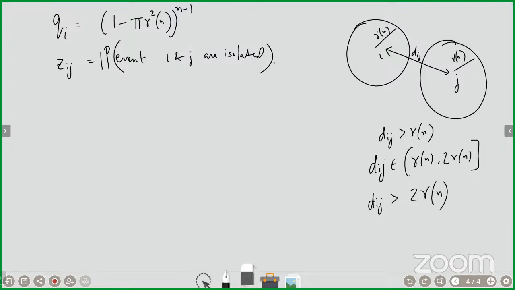No. The fact that dij is greater than 2rn also has to be accounted for. See, what this essentially means is that the disk of radius 2rn is empty. That's effectively what is going on. The distance between them is larger. You can compute this, it's not very difficult. Zij.